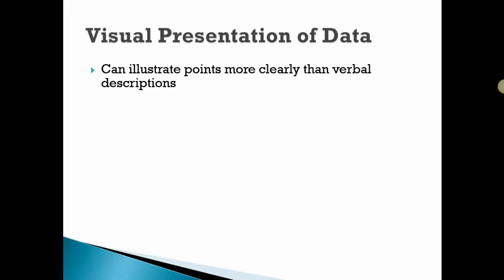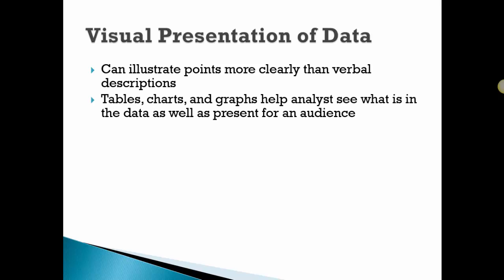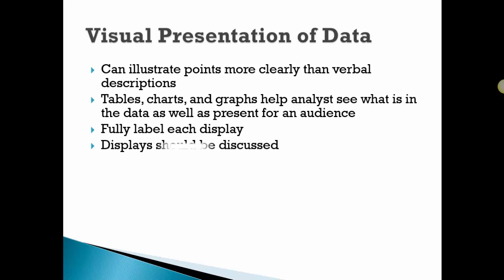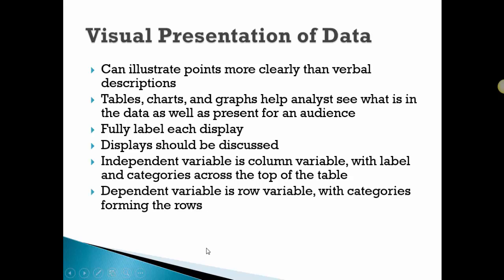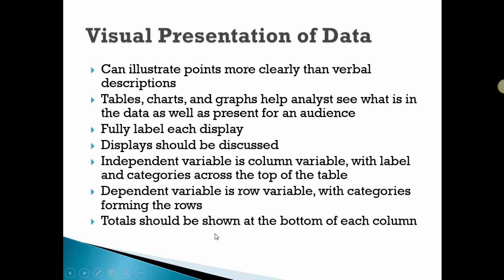Visual presentation can illustrate points more clearly than verbal descriptions. Tables, graphs, and charts also help the analyst see what is in the data as well as present it to an audience. Again, you want to fully label the display, and the display should be discussed. The independent variable goes across the column label, with categories across the top of the table, and the dependent are the row variables. Totals should be given at the bottom of each column.